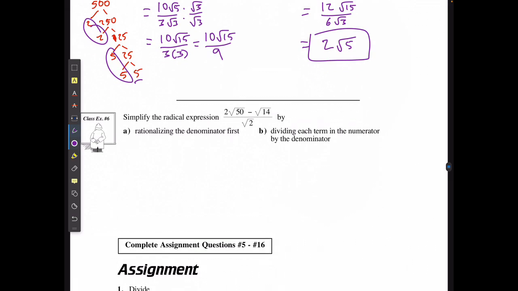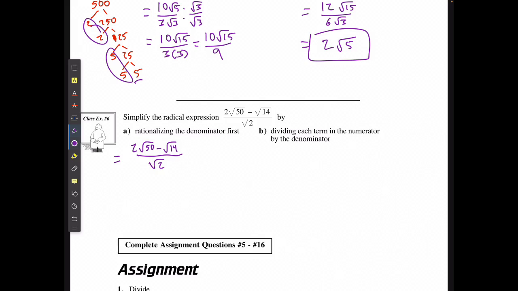For the last example, it wants us to simplify the radical expression by rationalizing the denominator first, and then by dividing each term in the numerator by the denominator. So, for the first one, I'm going to say that I have 2 root 50 minus root 14, all divided by the square root of 2.